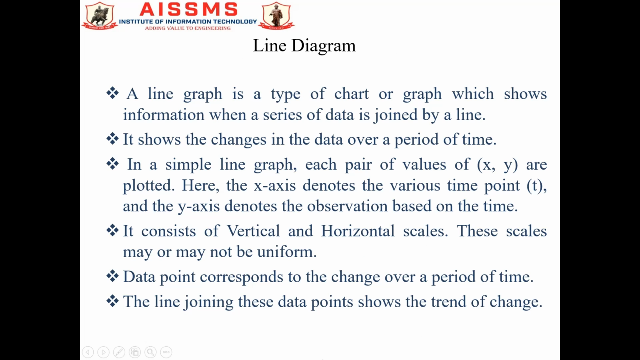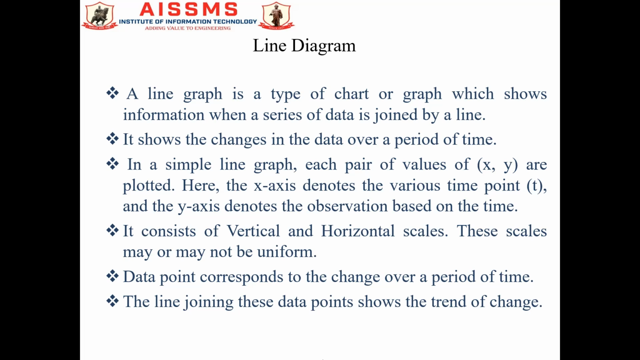Then line diagram. Line graph is a type of chart or a graph which shows information when a series of data is joined by a line. It shows the changes in the data over a period of time. In a simple line graph, each pair of values of x, y are plotted. Here the x-axis denotes the various time point t, and the y-axis denotes the observation based on time.